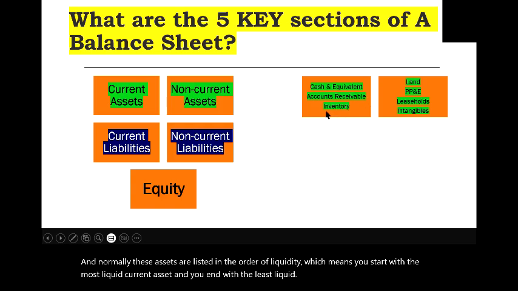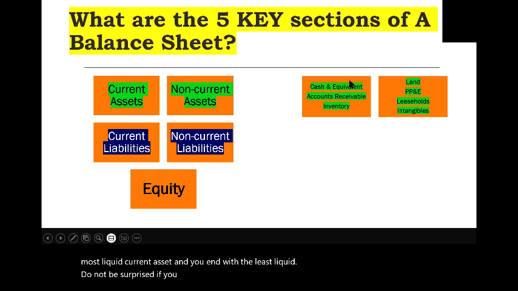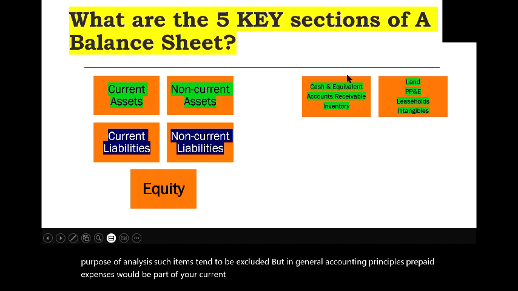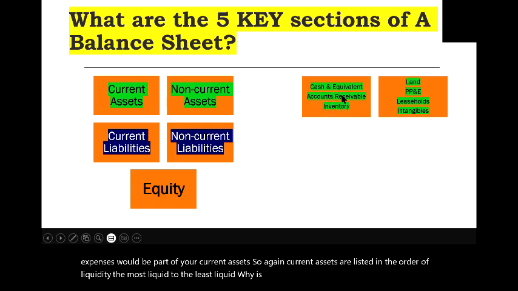Do not be surprised if you see prepaid expenses included in this category, even though for the purpose of analysis, such items tend to be excluded. But in general accounting principles, prepaid expenses would be part of your current assets. So again, current assets are listed in the order of liquidity, the most liquid to the least liquid. Why is inventory coming after receivables?